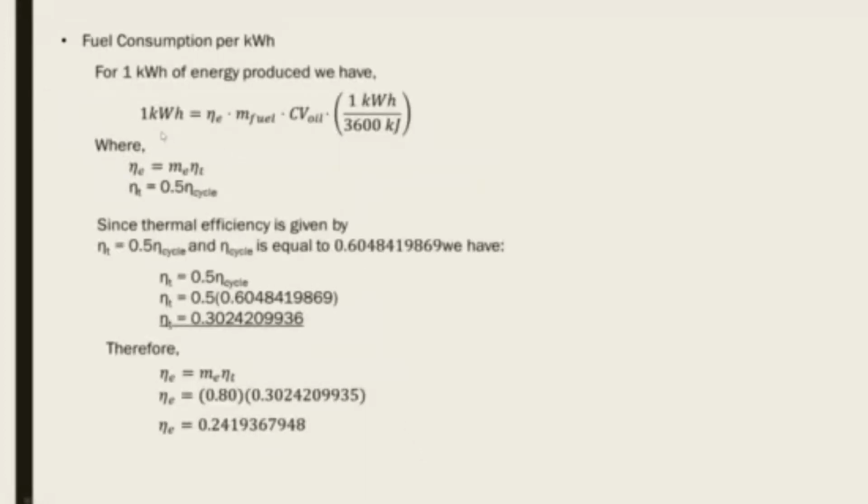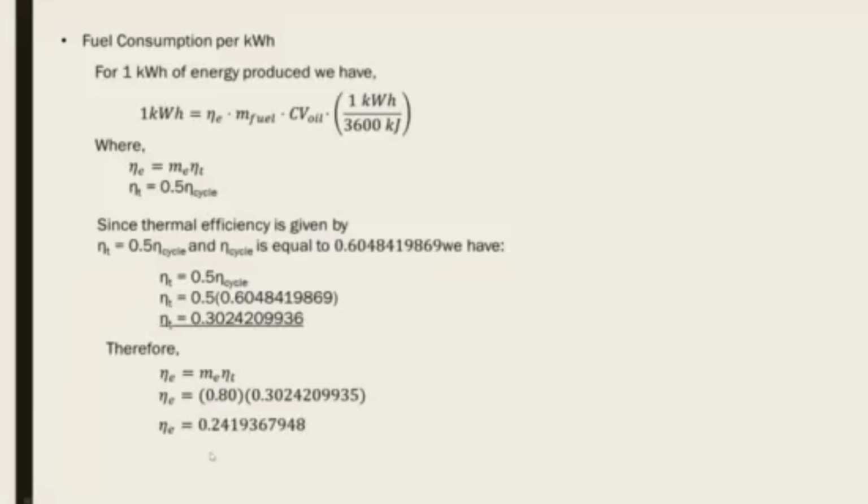Moving on, for 1 kilowatt-hour of energy produced, we have total engine efficiency multiplied to mass of fuel, calorific value of oil, and the conversion of 1 kilowatt-hour per 3,600 kilojoules. To get the thermal efficiency, we multiply 0.5 to the cycle efficiency. We now have 0.3024209936 thermal efficiency.